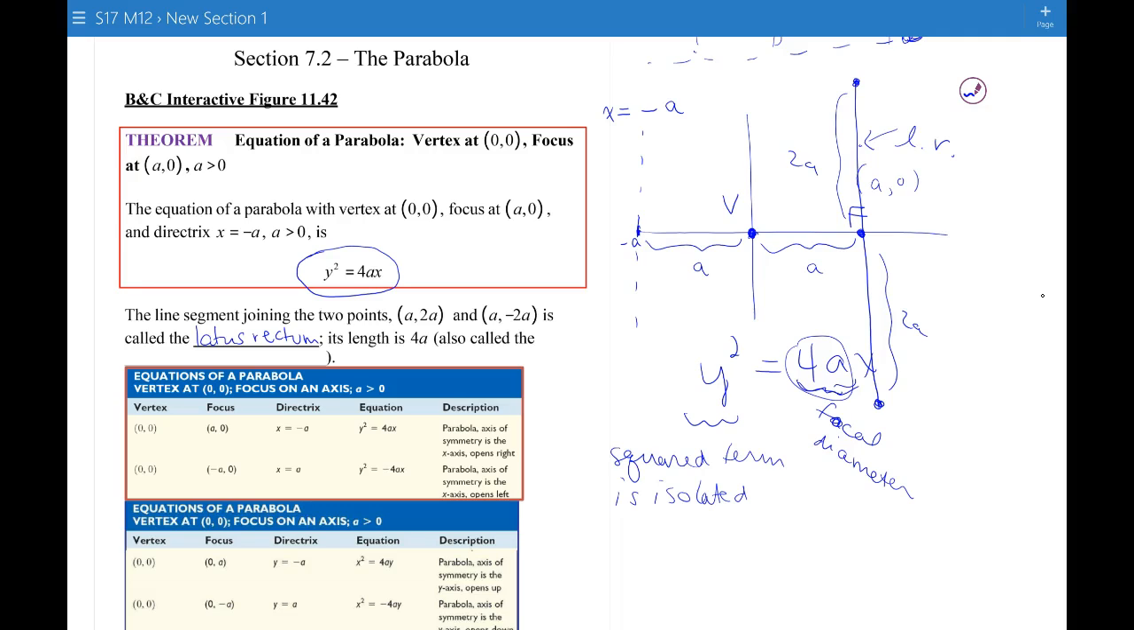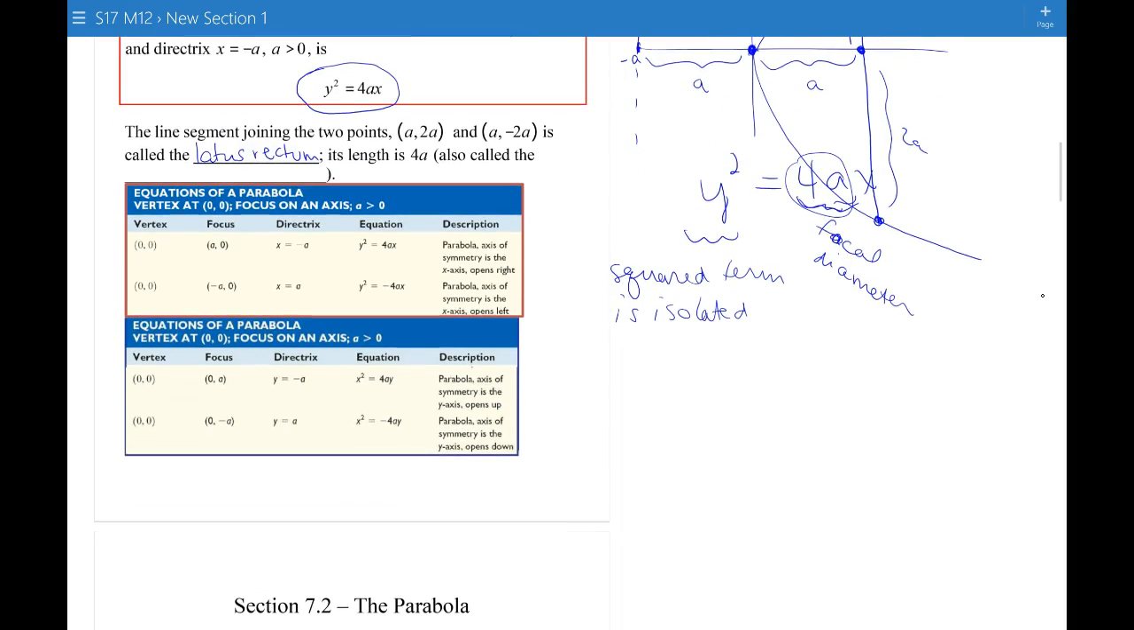So this says at the focus, the width of the parabola is 4a, so it makes it really easy to draw the parabola. Here's some little tables out of your book if you like tables. Its length is called the focal diameter. Let me fill that in there.